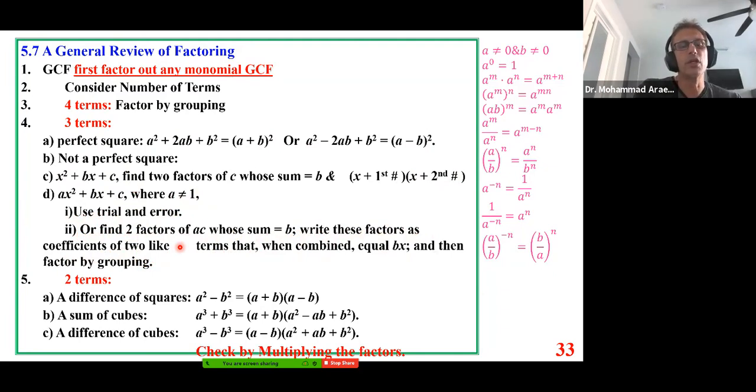If you have 2 terms, we have a difference of squares, we have to memorize that. A squared minus b squared is (a plus b) times (a minus b). Do we have a sum of cubes? A cubed plus b cubed, we have to memorize that. (A plus b) times (a squared minus ab plus b squared). A difference of cubes, a cubed minus b cubed, that means (a minus b) times (a squared plus ab plus b squared). And of course, you can check by the reverse process.